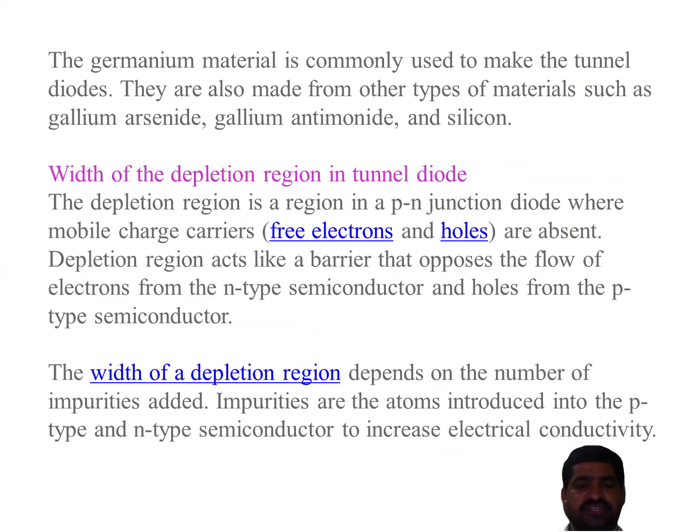Width of the depletion region in tunnel diode. The depletion region is a region in a PN junction diode where mobile charge carriers, free electrons and holes, are absent. Depletion region acts like a barrier that opposes the flow of electrons from the n-type semiconductor and holes from the p-type semiconductor. So what is the width of the depletion region in case of tunnel diode? The width of the depletion region depends on the number of impurities added. Impurities are the atoms introduced into the p-type and n-type semiconductor to increase the electrical conductivity.